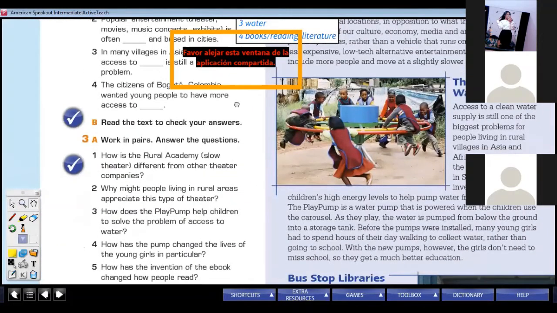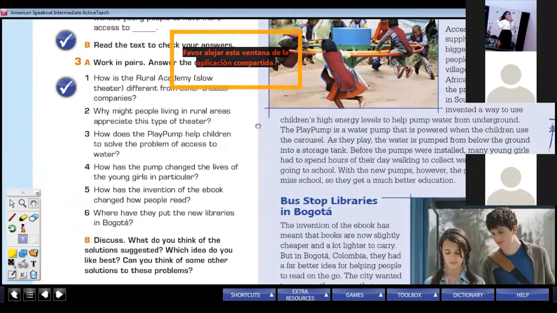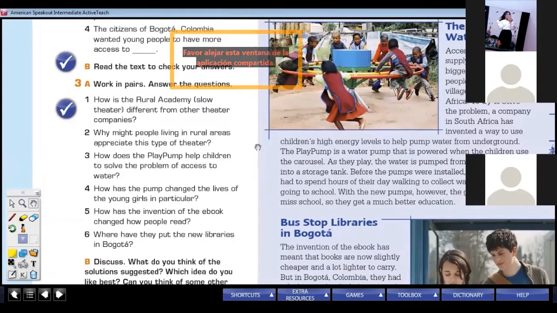Next one is over here, exercise 3. Answer the questions. Here we have some questions. How is Rural Academy, a slow theater, different from other theater companies? Now, this is something that you may not find in the article, but you can have an idea. You can also give your own opinion. So how is the Rural Academy or the slow theater different from other theater companies?